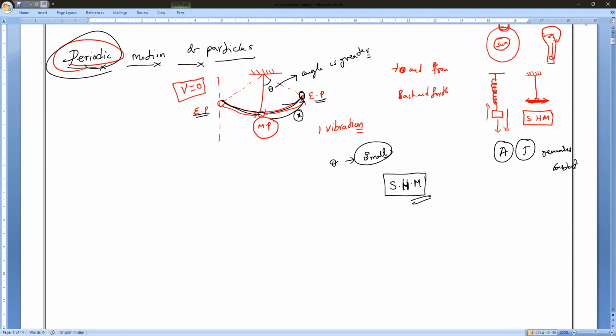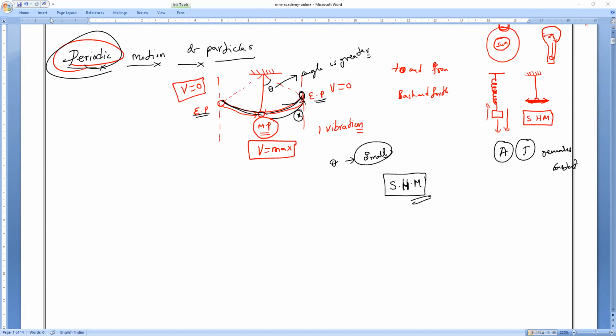When the bob reaches the extreme position, velocity becomes what? Everybody, zero. Velocity becomes zero. So where is velocity maximum? Velocity is maximum at the mean position. Do you all understand? Anybody having any doubt? Let me know. Are you clear, everyone?